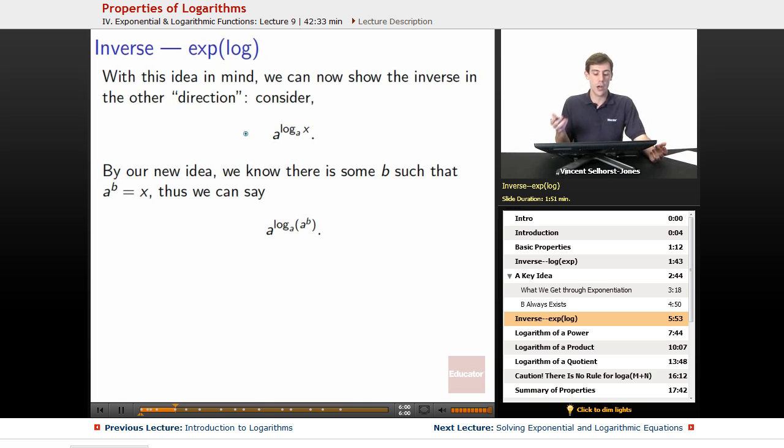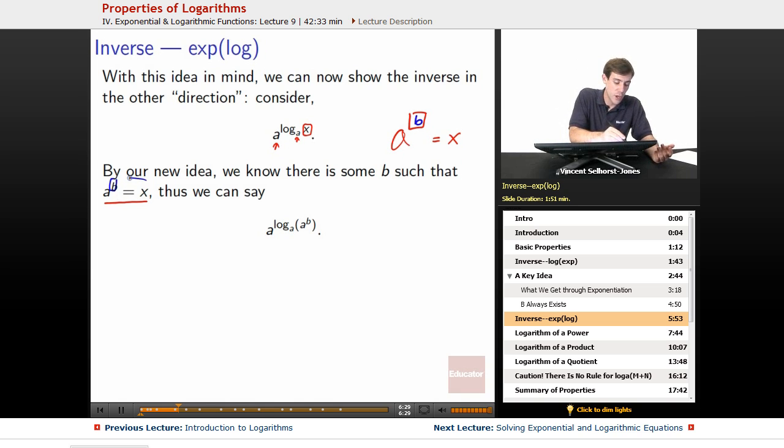Consider a to the log base a of x. Now, by our new idea, we know that there has to be some b such that a to the b equals x, right? Here's our x, and we just choose the base a. It's going to be connected to the fact that we've got the base a showing up here. So we know that a to the something equals x, and we're guaranteed that there has to be some b there. We know that there's some b such that a to the b equals x, so we can say a to the log a of, and now we replace x with a to the b, so it becomes a to the log a of a to the b.